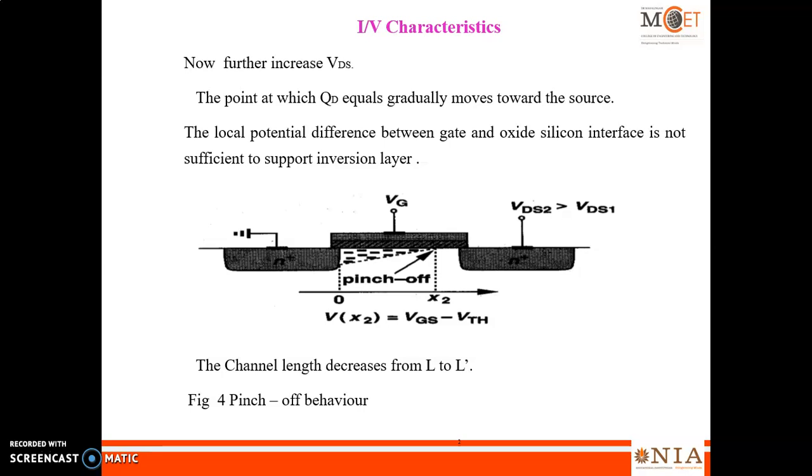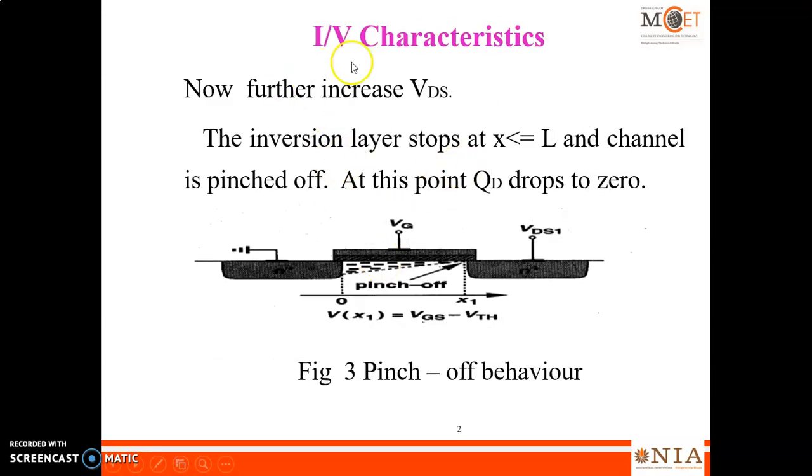Okay, see this. Now after that also, what I am doing is I am increasing this drain to source voltage further. So what will happen? Observe this particular inversion layer. This is the inversion layer. This inversion layer will stop at this particular point x, which may be less than or equal to L. L denotes the channel length, and now the channel gets pinched off.